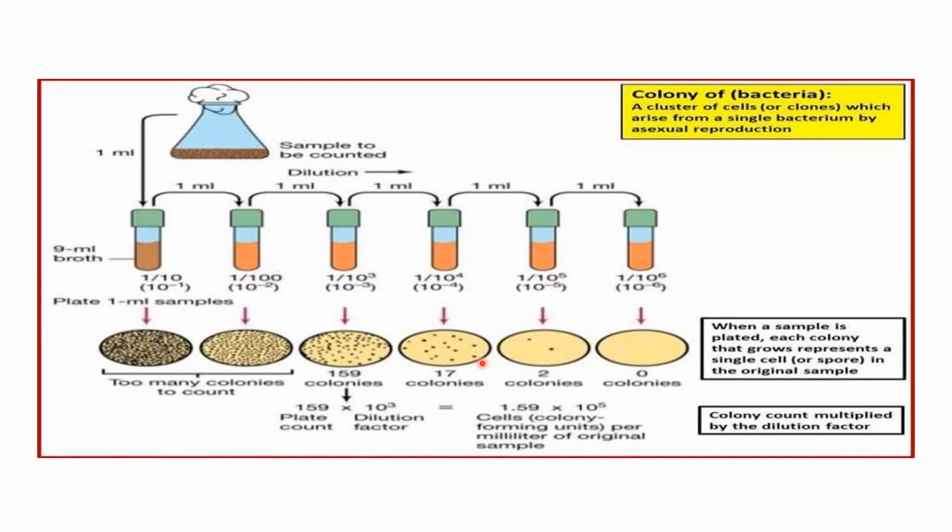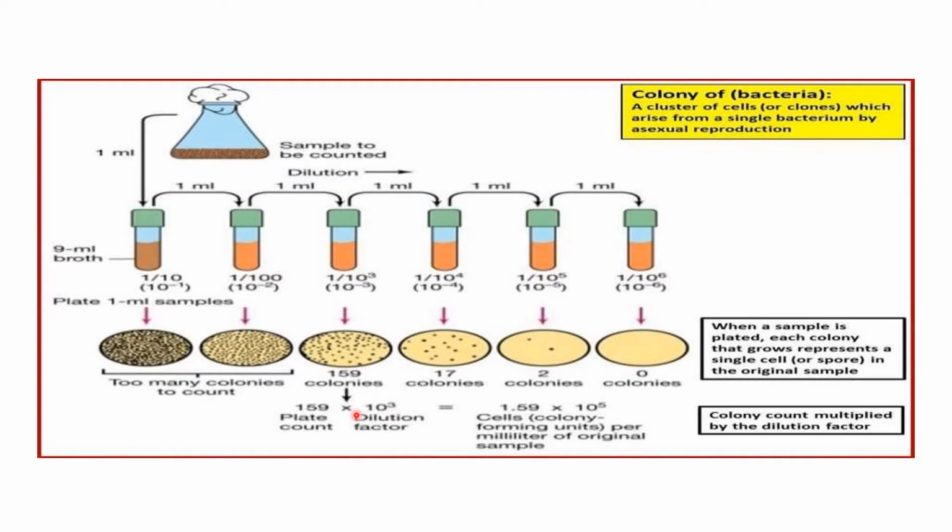Now how can we count the viable number of cells present within a particular test tube? Suppose we have taken the sample from 10⁻³ dilution. Now how many colonies appear on that plate? Suppose 159 colonies are formed on that nutrient agar plate. So this will be your number of colonies. So 159, that is the plate count.